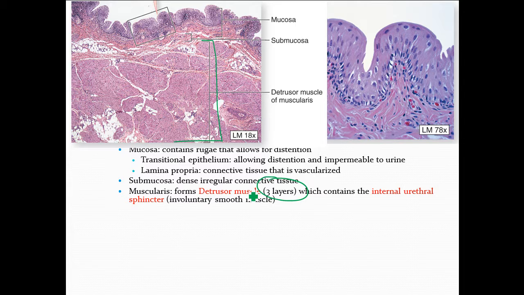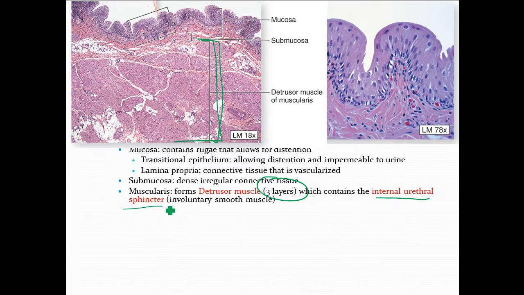Okay, so it has a special name for this. It's called the detrusor muscle. It has 3 layers to it. And one of those layers contains the internal urethral sphincter. And since it's a smooth muscle, this is an involuntary controlled muscle here. And it acts the same way as the anal sphincter acts when we talk about the internal anal sphincter.